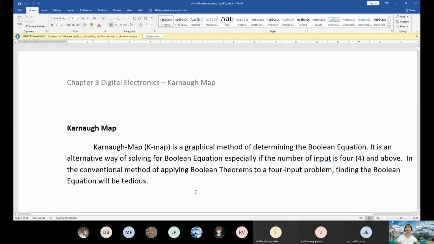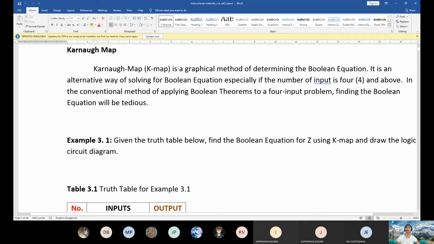Okay, let's start. Karnaugh map. Karnaugh map is a graphical method of determining the Boolean equation. It is an alternate way of solving for Boolean equation, especially if the number of inputs is 4 and above.